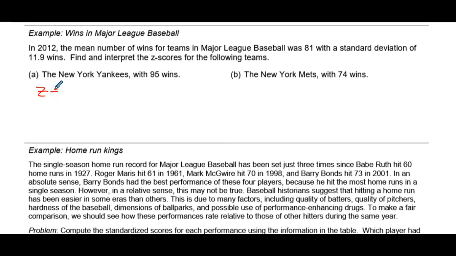The z-score of the Yankees is the observation of 95 wins minus the mean, which is 81, all divided by the standard deviation, which is 11.9. And do me a favor, somebody tell me what that value is. I heard 1.176. Okay, 1.176. What does that value represent? Does that mean the New York Yankees are good or bad? Statistically, that's pretty good. They're a full standard deviation above the mean. They're more than a full standard deviation above the mean.